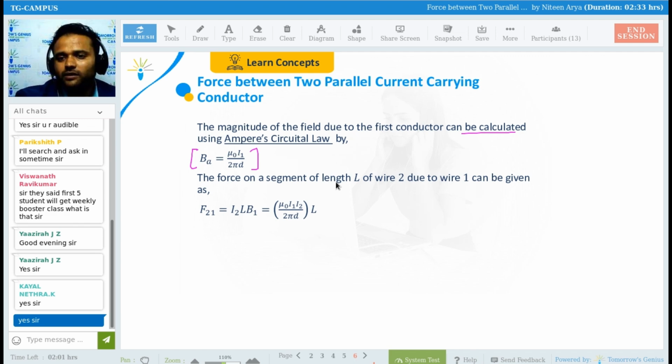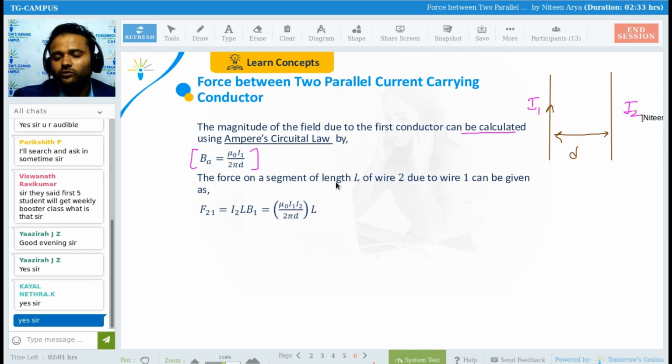Just give me a second. So suppose this is your wire 1, and this is your wire 2, and the distance between them is D. This is the distance between them, D. So this is your wire 1, current I1, and okay, let me write in a proper way, I1, I2.